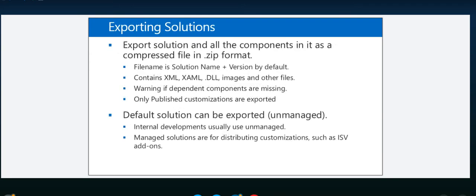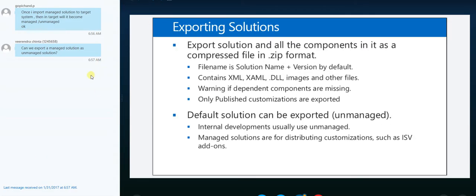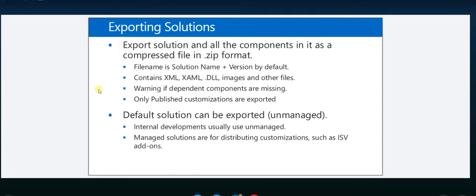So good, which brings up a good segue to talk about exporting solutions. When you export a solution, all the components in it will be compressed, and you'll basically get that in a zip file. And that file name has the solution name plus the version. So that's why the version numbering is relevant too.